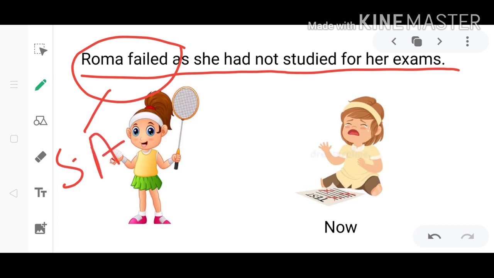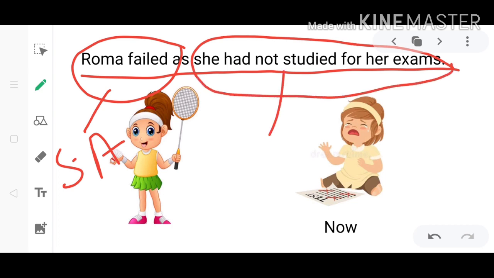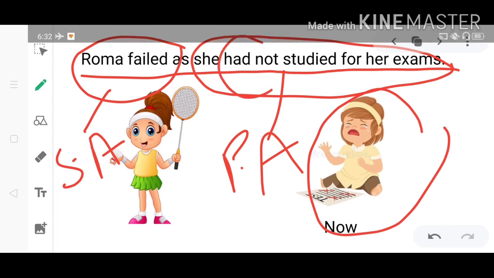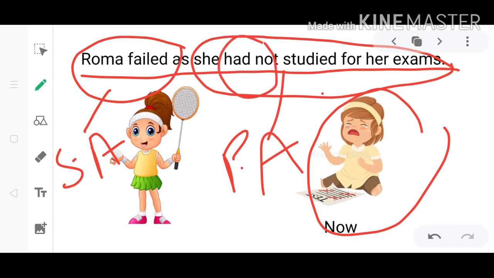But she had not studied for the exam. This is the reason for her failure and this happened before. So this is the previous action. At present you can see the situation of Roma. Roma is crying while holding her test paper as she failed. This is the subsequent action, but the reason for her failure is that she had not studied for her exam. This is the previous action, which has been represented using past perfect tense. So, the actions which completed in the past before another action are represented using past perfect tense.